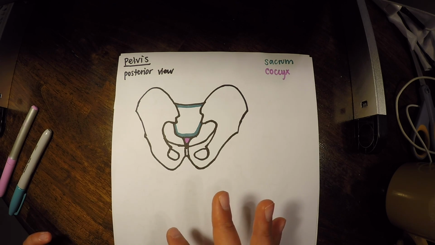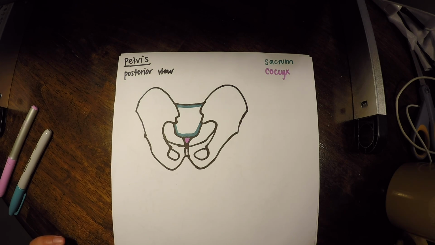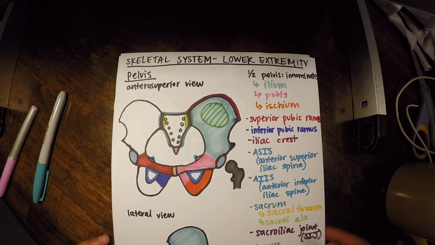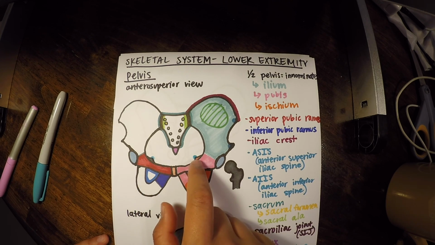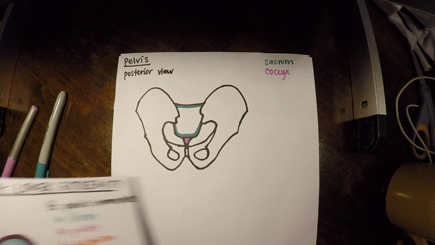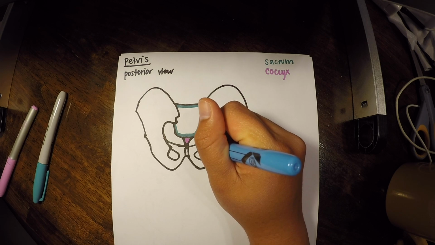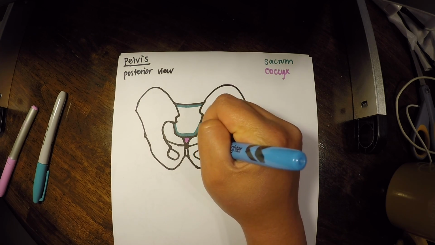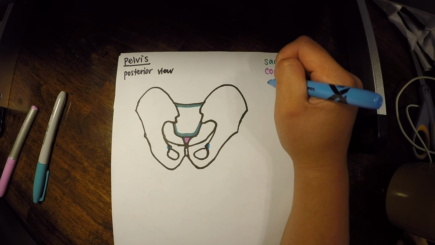So, all right, is there anything else I want to label here? Yes, I want to label our ischial spine, which is what I actually labeled on the anterior superior view. Remember, that's right here, our ischial spine. It's part of our ischium, kind of poking back posteriorly here. And I'm going to draw it here as well. It's actually right there and right there. That's our ischial spine.